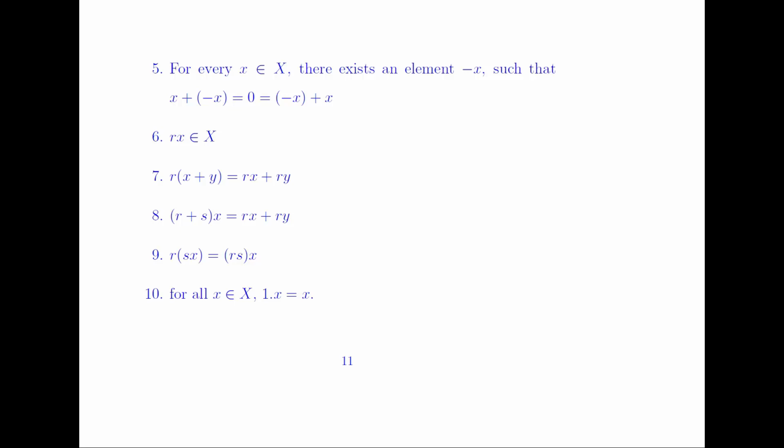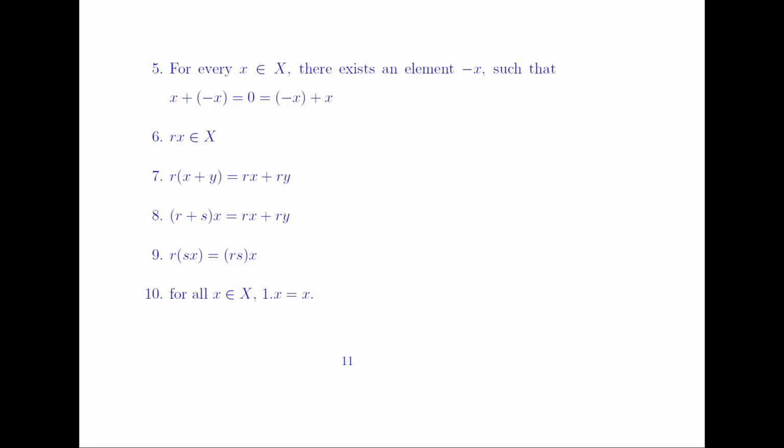The first one is the closure property under addition that we have already discussed in a field. The second one is the commutative property under addition. Third is the associative property under addition. Fourth is the existence of the identity element under addition. And the fifth one is the existence of an inverse element under addition.